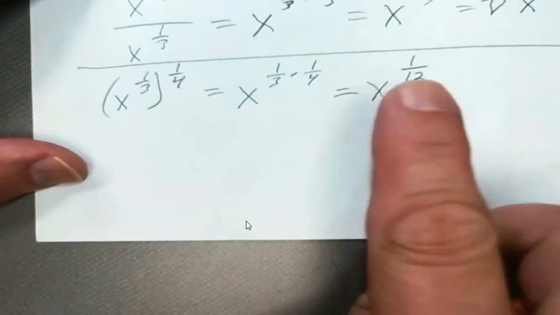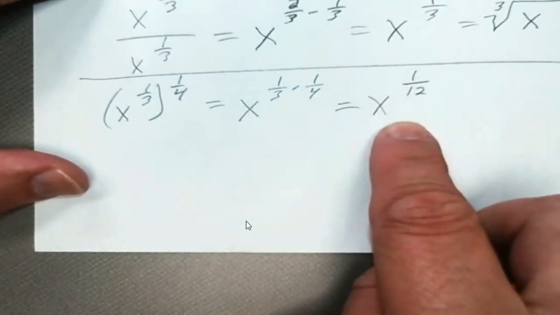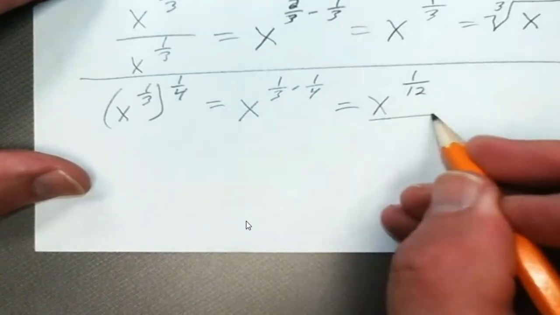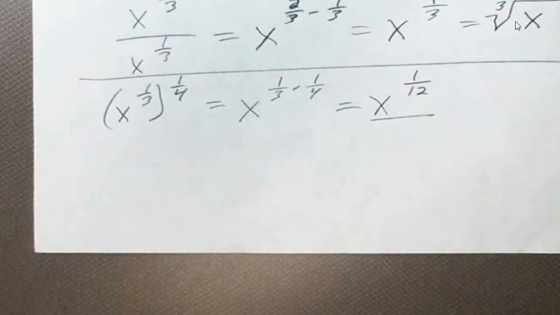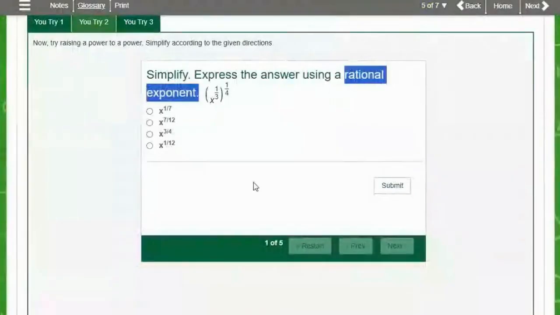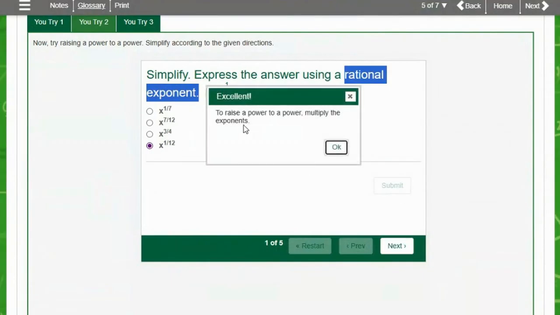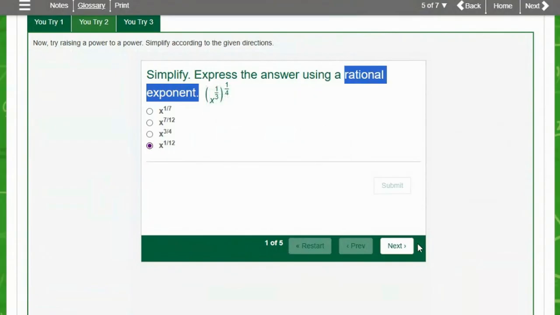And this one said leave it as a rational exponent. So this is the final solution in that. We're looking for x to the 1/12, which is their fourth choice right there. 1/7, 7/12, 3/4. Submit. Excellent. To raise a power to a power, multiply the exponents. So they have 5 problems there.